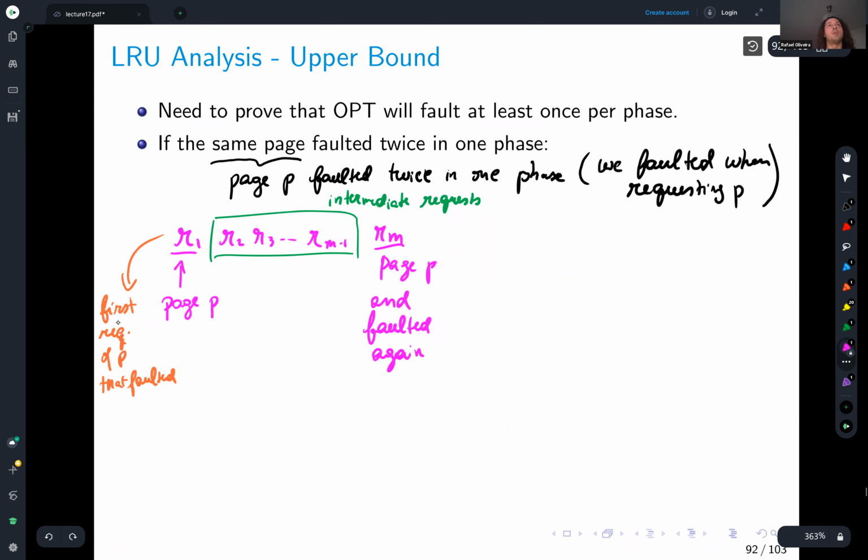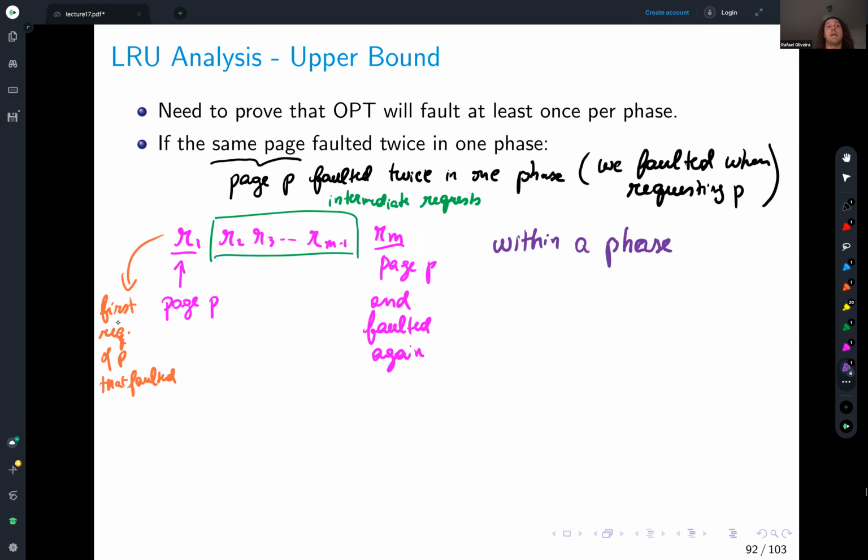Does that make sense? So this just encompasses the case where the same page faulted twice in one phase: there's the first time it faulted, and then the time right after it that it faulted again on the same page. And this is all within a phase. Oh, my pen is not working.